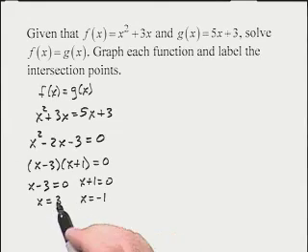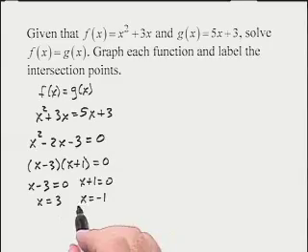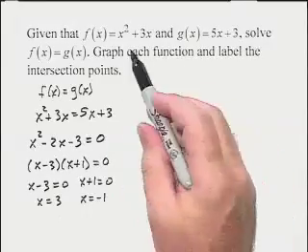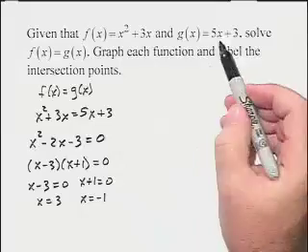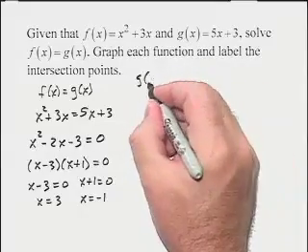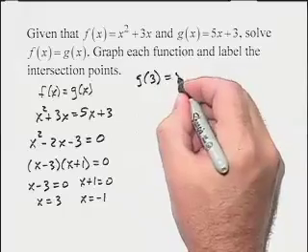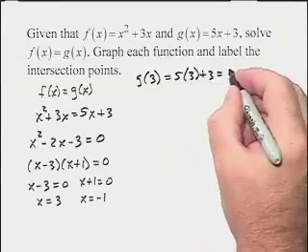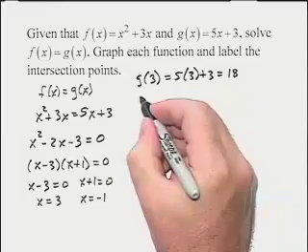To find the y values, we can take each of these x values and plug it into either one of our two functions, since we're looking for the point where the two graphs cross. We're going to use the simpler function g of x to do this. So we'll find g of 3. That's 5 times 3 plus 3. This gives us 15 plus 3, which is 18.